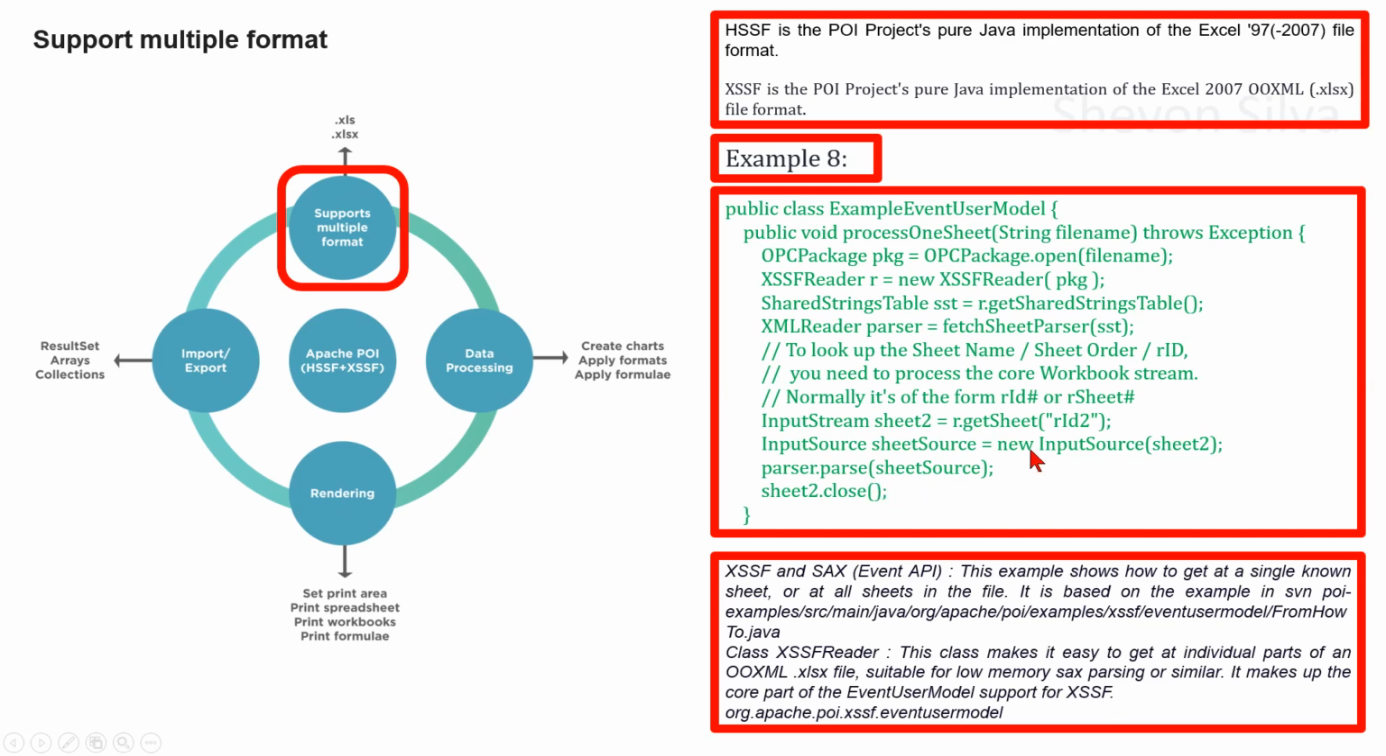This example shows how to get at a single sheet. It is based on the example in SVN: POI examples, src/main/java/org/apache/poi/examples/xssf/eventusermodel/FromHowTo.java.